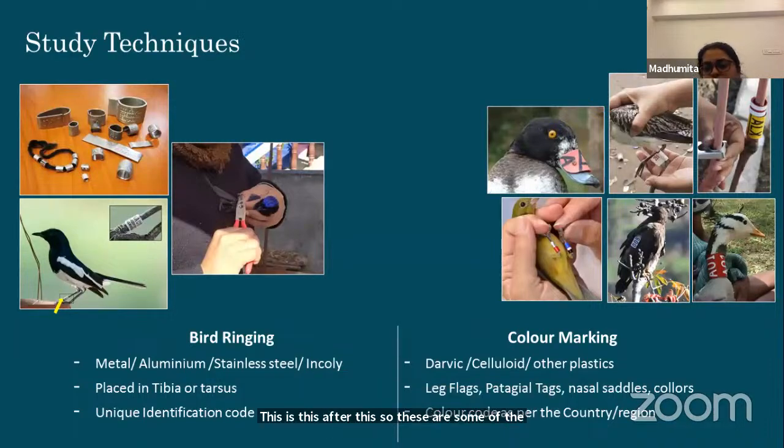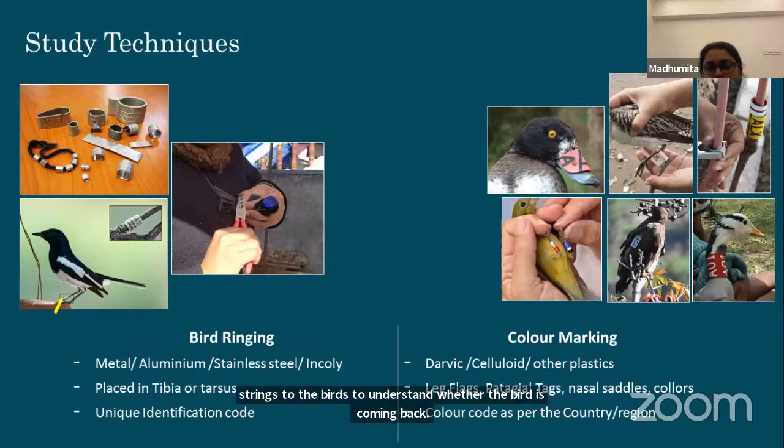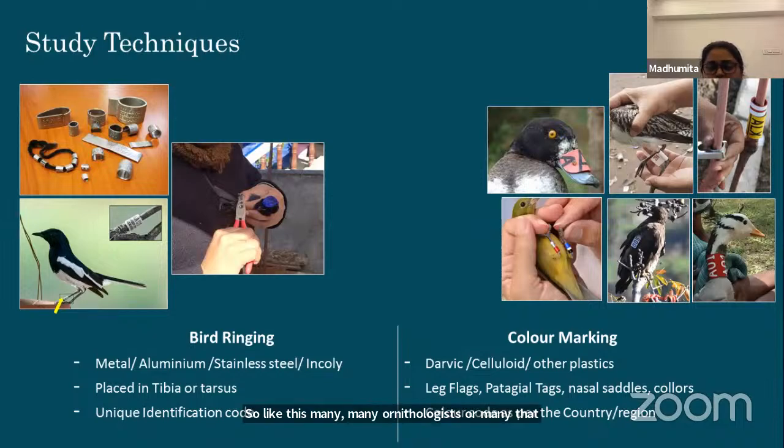These are some of the technologies which were developed. Bird ringing is also a technology. It's not technology, but a way of understanding which was developed quite a long time back. There was Ottenburn, the ornithologist who tied silver strings to the birds to understand whether the bird is coming back. Like this, many ornithologists and naturalists have tied something unique on the bird's feet to understand whether it's the same bird or not. So bird ringing and color marking are very basic examples of one way of understanding migration.